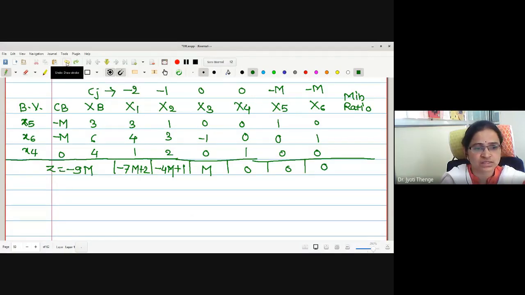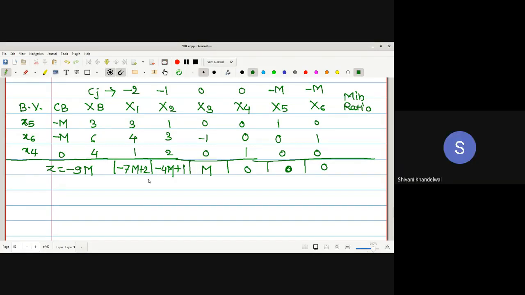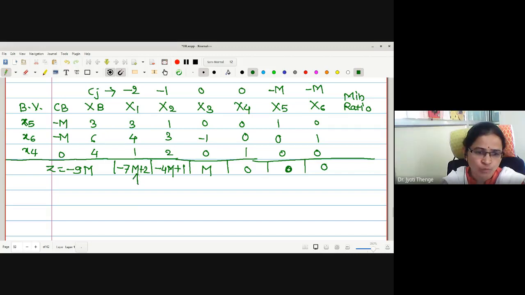What do we have to do in the next step? We have to select the incoming variable, right? In order to improve the basis, we have to select the most negative delta J, that is the minimum. There is no issue for the other values. The question is between the 2 values, which is the most negative. If M is a big positive value, which is the most negative, minus 7M or minus 4M? Minus 7M will be most negative and hence it is going to enter the basis.